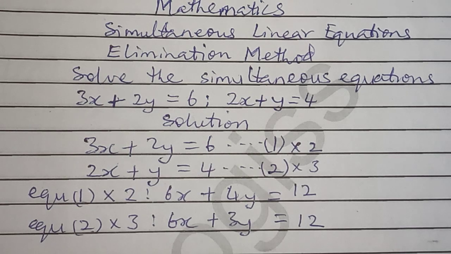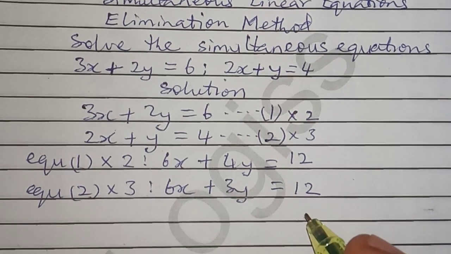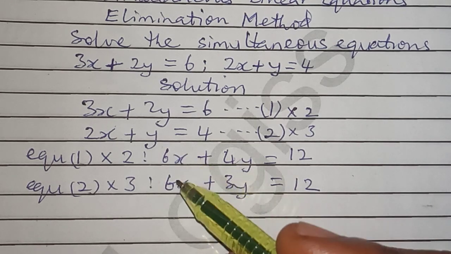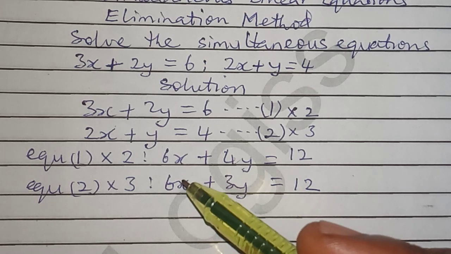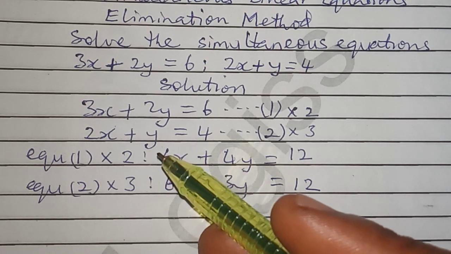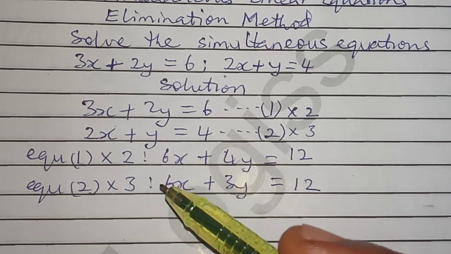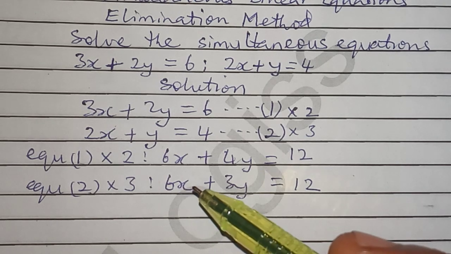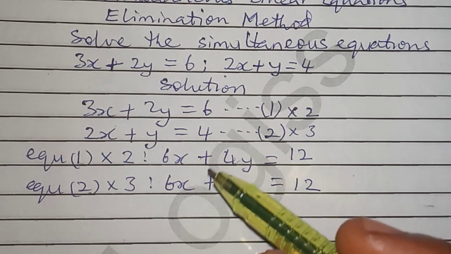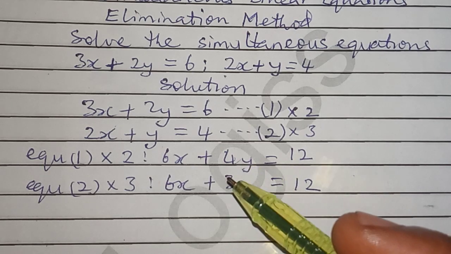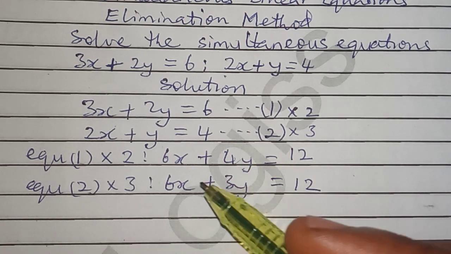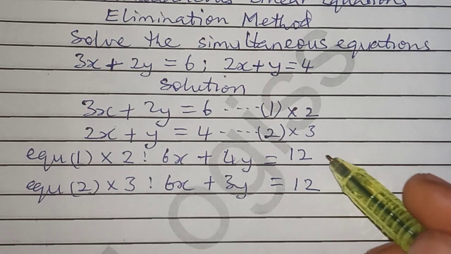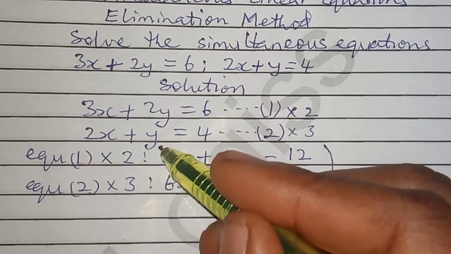So having gotten this, you see that we have 6x here, 6x here, so the coefficient of x is the same. So the next thing is to eliminate it. So we check their signs. This is plus 6x, and also this is plus 6x. So because they have the same sign, we are going to subtract both equations. If they have different signs, we add the equations. But in this case, they have the same sign, so we are going to subtract the equations.